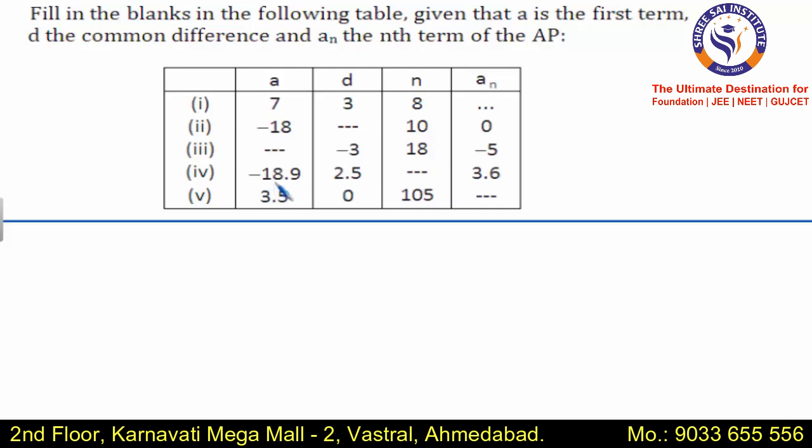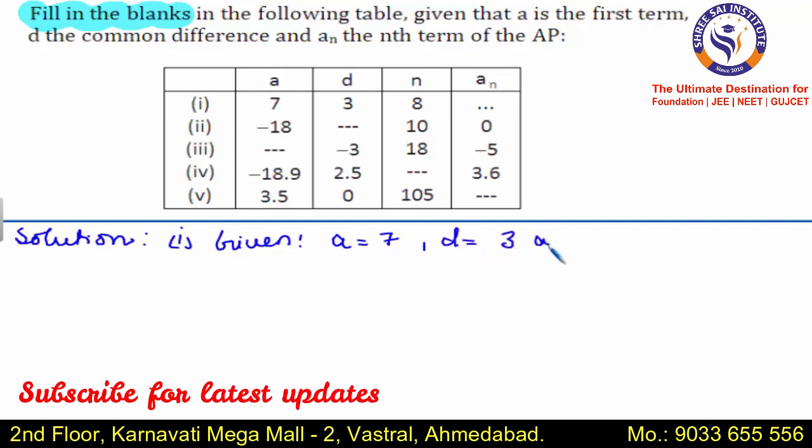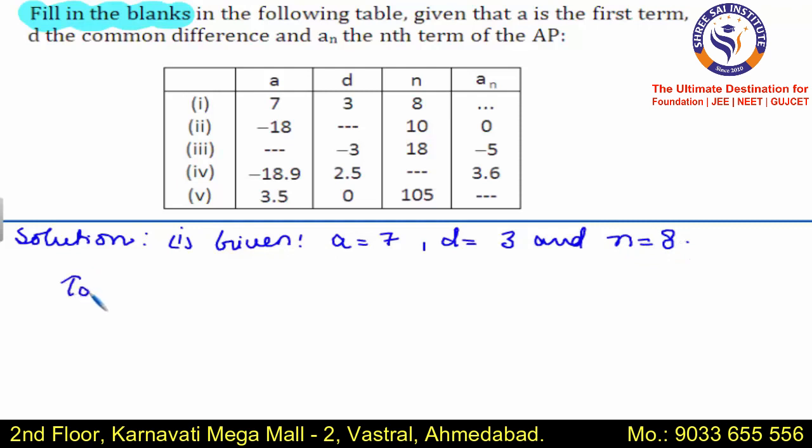In this question, we are given a table and we have to fill up the blanks. We are also given that A is the first term, D is the common difference, and An is the nth term of the AP. So, beginning with the first part, we are given that A is equal to 7, D is equal to 3, and N is equal to 8. We have to find the nth term.